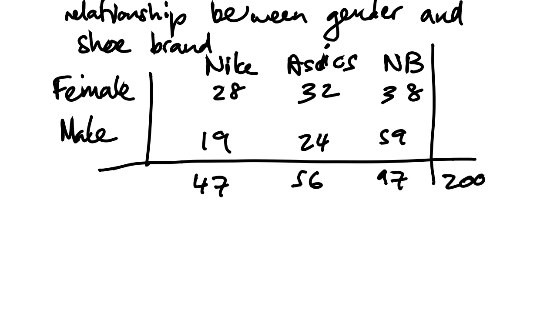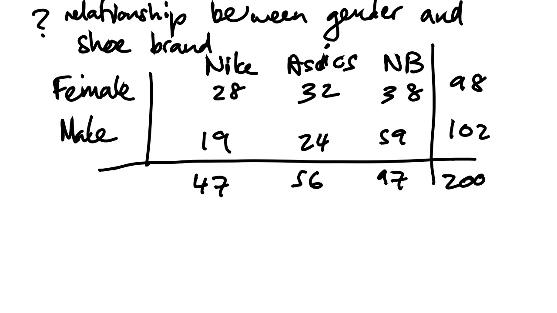Then I'm going to add the totals going across. So how many females are there in total? That's 98. And then the total for males is 102. All right, so that's the information that's given to you, and they want you to test this here. Is this true? Is there a relationship between gender and shoe brand?